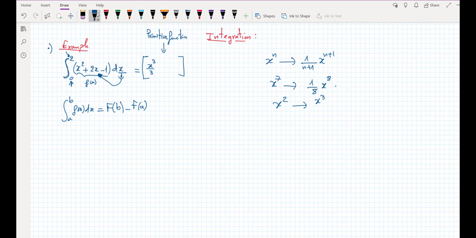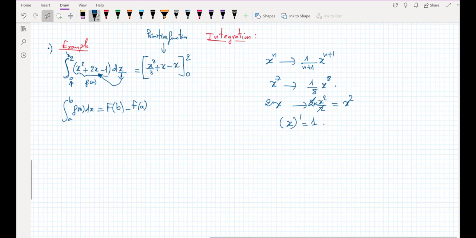The primitive function of x, because we have here 2x, is x squared over 2. So the primitive function of 2x is 2 times x squared over 2. If we simplify by 2, we find x squared. So the primitive function of 2x is x squared. The primitive function of 1 is x, because the derivative of x is equal to 1, between 0 and 2.